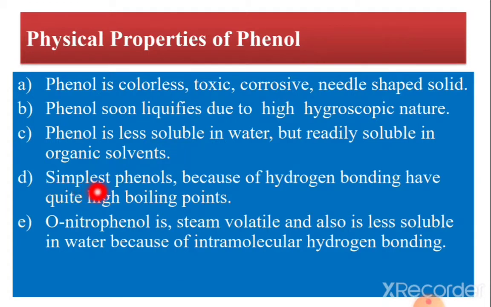Next, the simplest phenol, because of hydrogen bonding, has a high boiling point. That means phenol has a high boiling point due to the presence of hydrogen bonding. And the best example, in the case of ortho-nitrophenol, it is steam volatile and is also less soluble in water because of intramolecular hydrogen bonding. Due to the formation of intramolecular hydrogen bonding, it is less soluble in water.